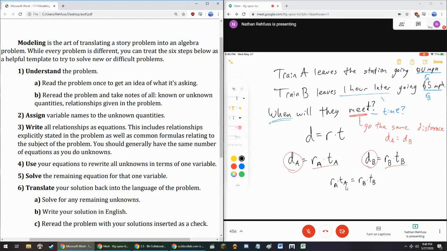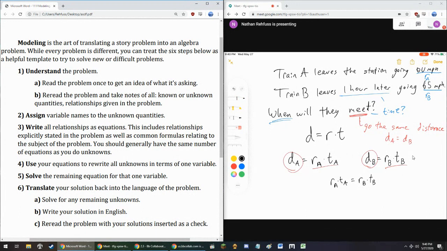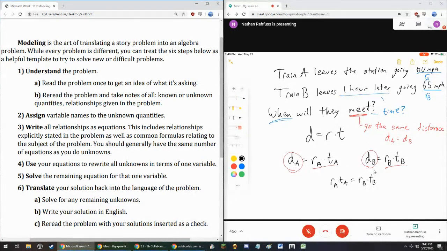Okay. So rate times time for the first train is equal to rate times time for the second train, because those are the distances and the distances are the same. That's probably the best way to phrase it. A professional would have practiced before he turned on the recording. But I've given this lecture so many times throughout the years.